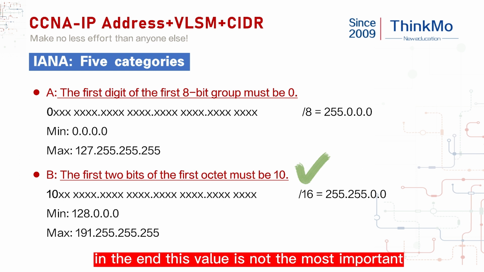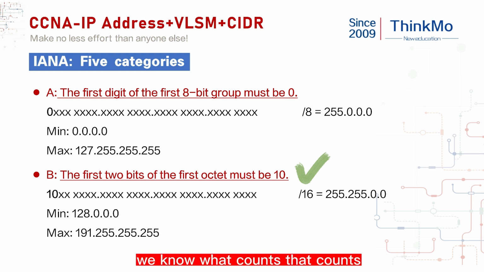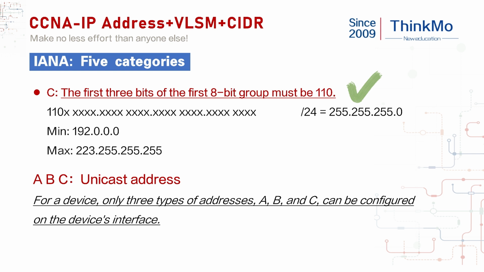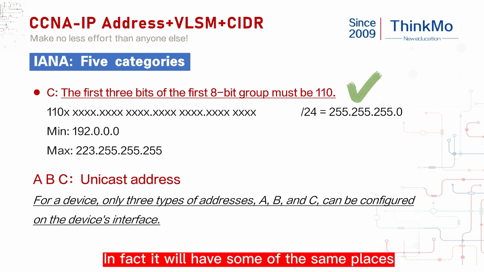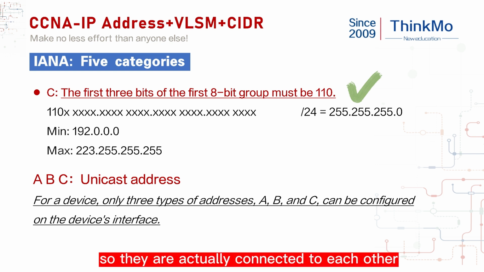In the end, this value is not the most important. We know what counts. The above are Class B addresses. Let's move on to Class C addresses. For Class C, it has some of the same places. It specifies the first 3 bits of the first octet must be 110. So they are actually connected to each other.